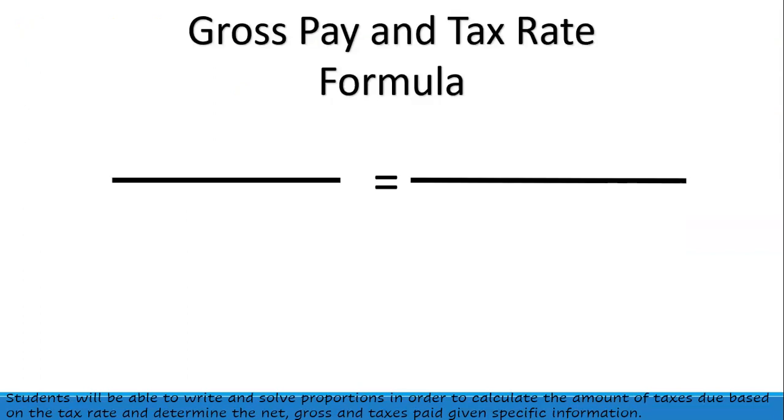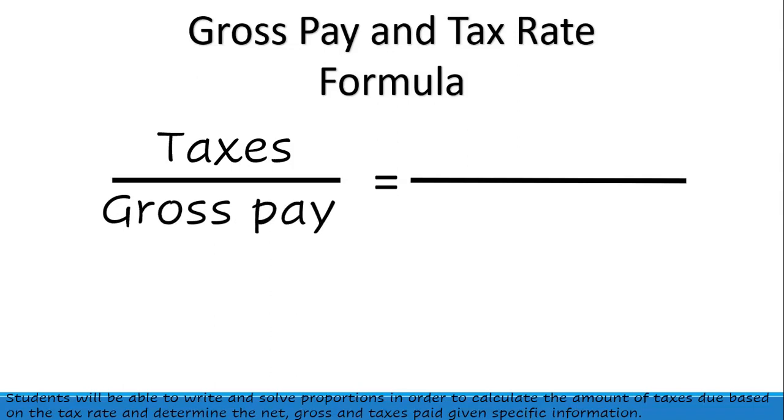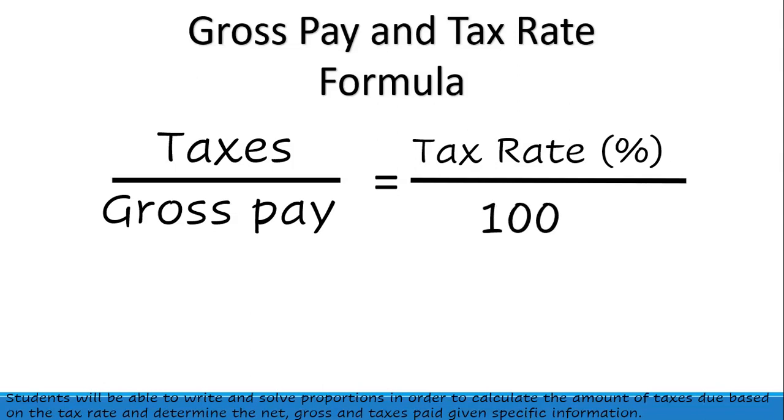So what we're going to be doing today is, as the objective said, we're going to be writing some proportions using our tax rate, using our net pay, and using our gross pay. So we're going to figure out our taxes, and our taxes are deducted from our gross pay. Our gross pay is our whole pay. That's before they take any deductions out. And our taxes are a percentage of that pay. So we're going to take that percent out of 100 because that's what percents are out of. So this is going to be the formula that we're going to be using multiple times today.